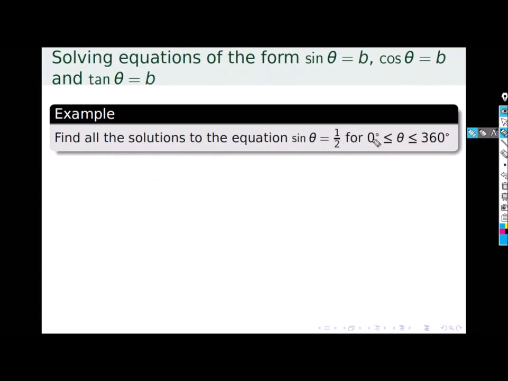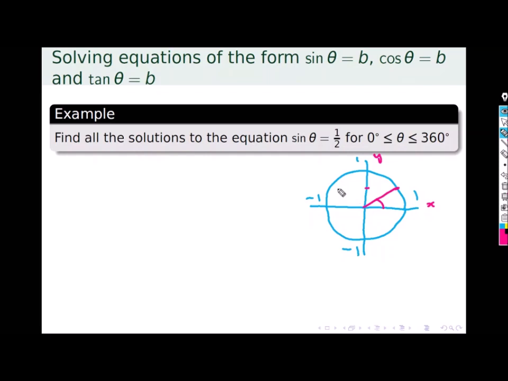Now, let's do it. First of all, sine of theta is equal to a half for 0 degrees is less than theta is less than 360 degrees. What that is saying is, if we think about our unit circle, here it is, a circle of radius 1. We're asked, when is sine theta equal to a half? If you think about it, the y value is what sine is, right? So there's a half, so it'd be there.